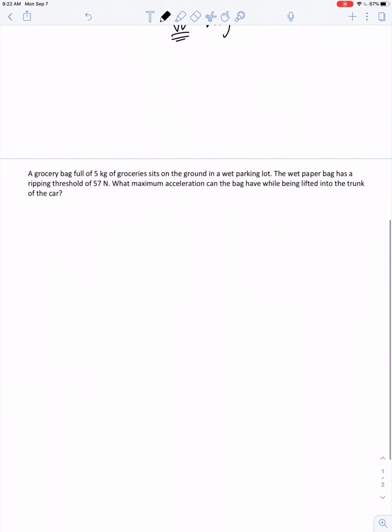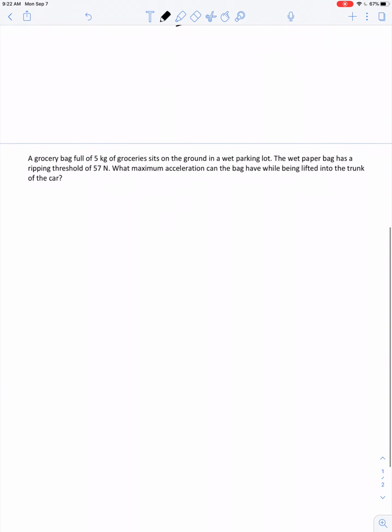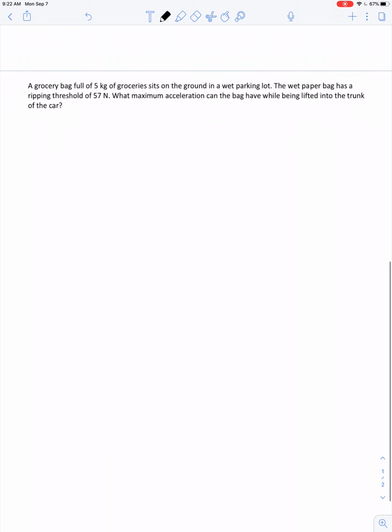Okay, knowing this, how does it help us in some problem solving that you'll encounter in this unit of study? Here's a good example. A grocery bag is full of 5 kilograms of groceries, and it's sitting on the ground maybe after a rainy day in a wet parking lot. You may have had to do this before. Set your groceries on the ground as you open up the trunk of your car, and once the paper bag gets a little bit wet, it's no longer as strong.